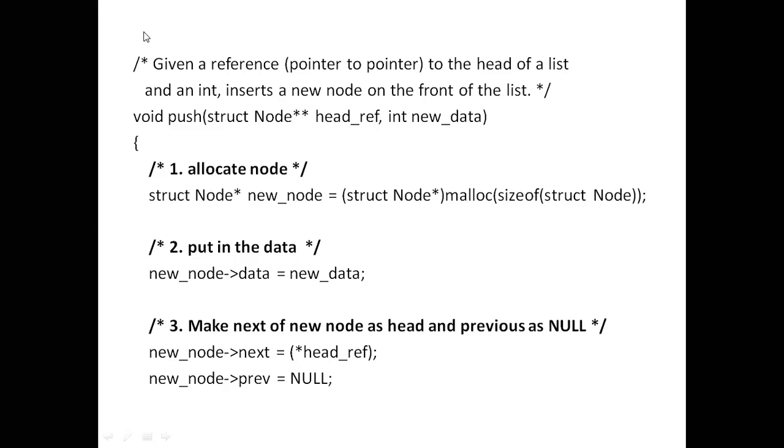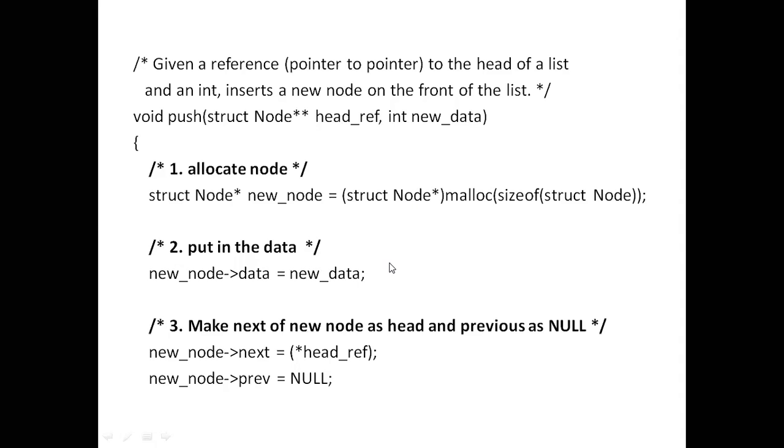So first, what is the step I have to do? Allocate the node. How can you allocate the node? You have already created a node by using a structure variable. Here I am going to allocate the node with the help of memory: struct node star new node equal to struct node star malloc size of struct node. All of you know this code already, I have explained it so many times.